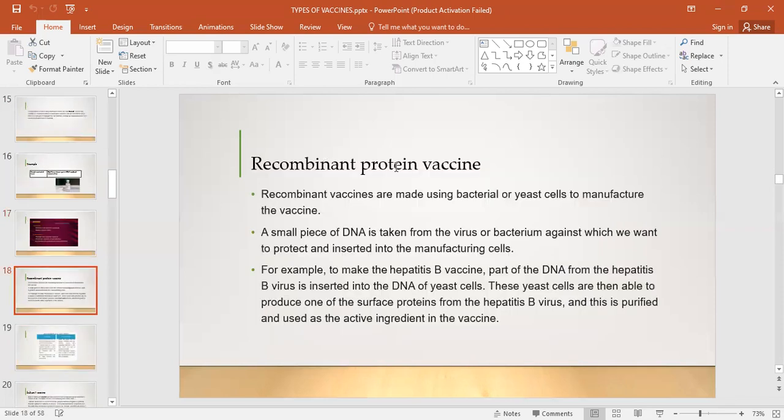Now comes the recombinant protein vaccine. Recombinant vaccines are made using bacterial or yeast cells to manufacture the vaccine. A small piece of DNA is taken from the virus or bacterium against which we want to protect and inserted into the manufacturing cell. For example, to make the hepatitis B vaccine, part of the DNA from the hepatitis B virus is inserted into the DNA of yeast cells. These yeast cells are then able to produce one of the surface proteins from the hepatitis B virus, and this is purified and used as the active ingredient in the vaccine.